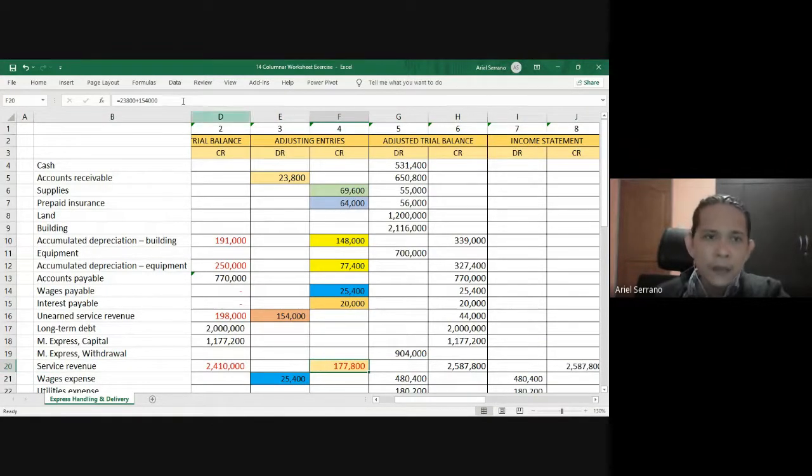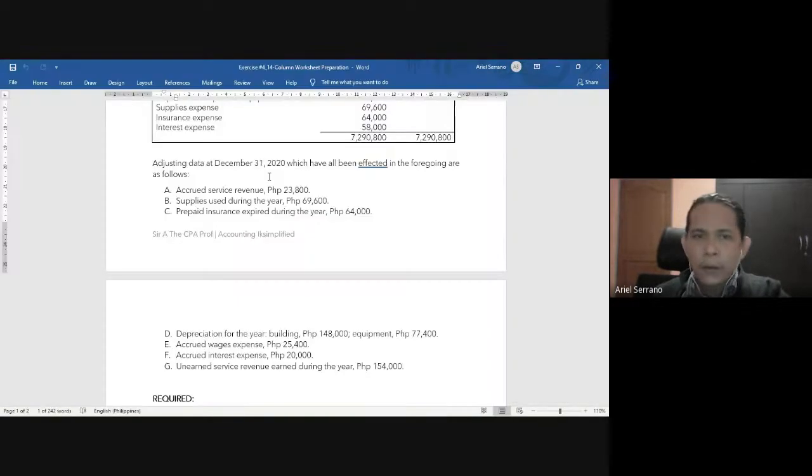177,800. Okay, notice here you have your 1,800 plus 154,000. There is an included 154,000. That is why it is not the same as your 23,800 adjustment for letter A. Okay? But this is where you will find it. Now, for letter B, supplies.